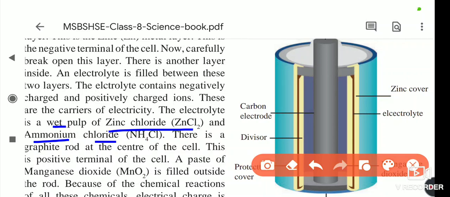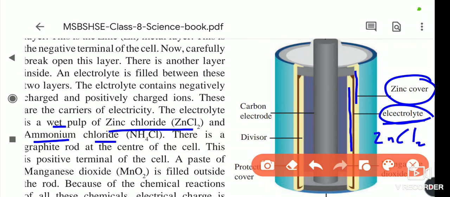There is a graphite rod in the center. As you know, there is a zinc cover, and inside it one more covering, and inside that is this electrolyte. If you see here, this yellow color band is the zinc cover, and there is one more structure. In between these two layers, a brown color layer is there, and that is the electrolyte. And the electrolyte is nothing but what? Zinc chloride plus NH4Cl.